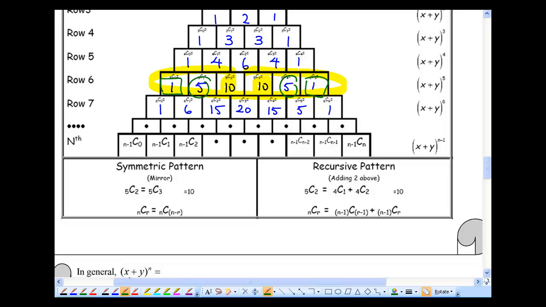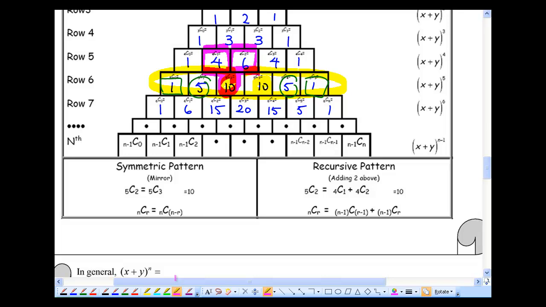Now, there's also something called a recursive pattern. I think this is the one that most of you probably thought about when you created Pascal's triangle the first time. 5 choose 2, once again, is this number 10. How do I get 10? Well, that comes from 4 choose 1 and 4 choose 2, the two numbers directly above it. And that's this recursive pattern. So 4 choose 1 plus 4 choose 2 equals 5 choose 2. So, just for your information.